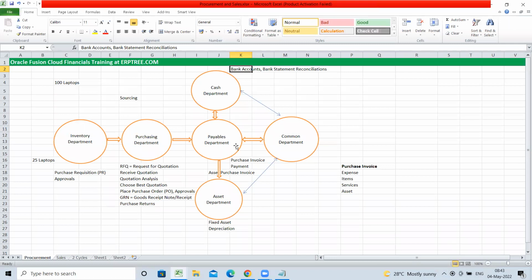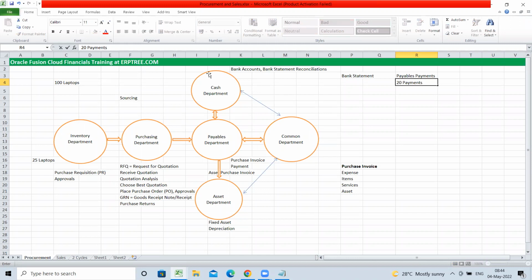Now, the payables department should share payment information with the cash department. What the cash department will do is the bank statement reconciliation. How do they do it? On one side they'll get the bank statement. On the other side they get all the payment information from the payables department. Say the cash department received payment information from the payables department. So for the last month, as per the payables department, they processed 20 payments.